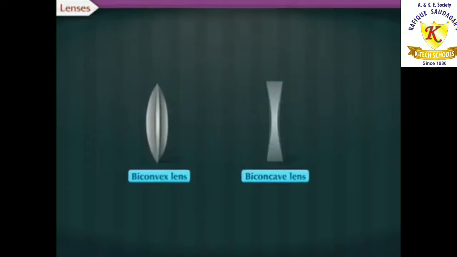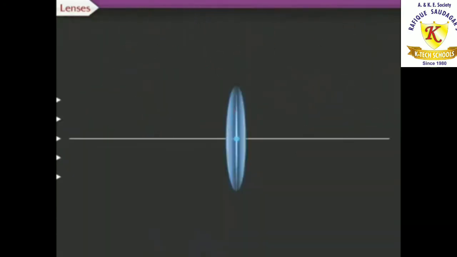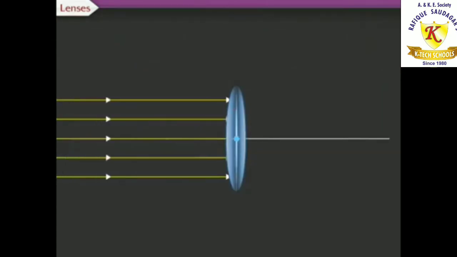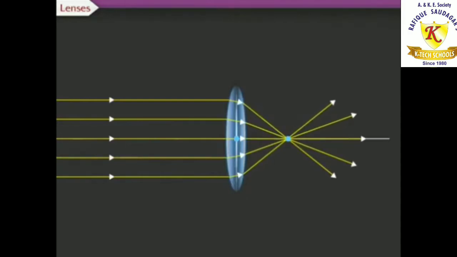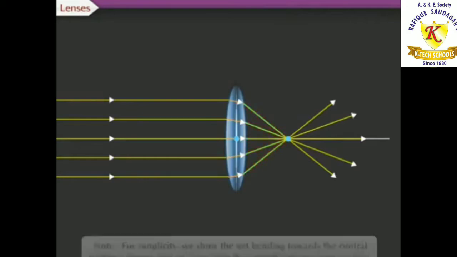Come, let us understand the refraction of light by one of these lenses briefly. A ray of light gets refracted twice while passing through a lens: once while entering the lens and once while emerging from the lens. The direction of the ray changes because of these refractions.